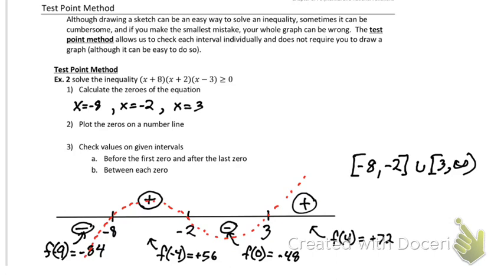Which method's probably easier? Probably the sketch one. But if you forget how to draw a sketch of it, then you can always just check a point between your zeros to see if it's positive or negative.